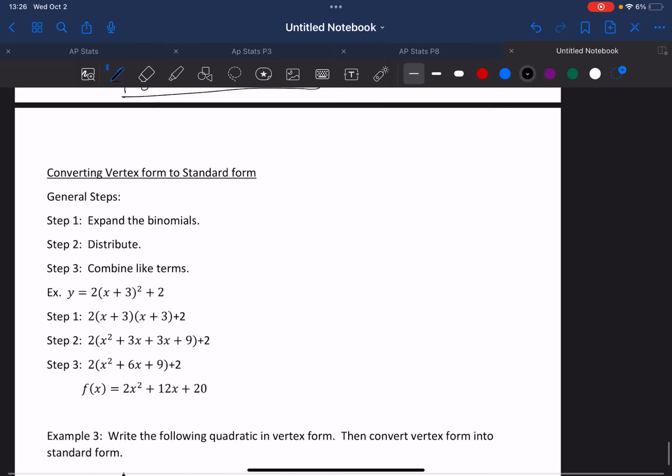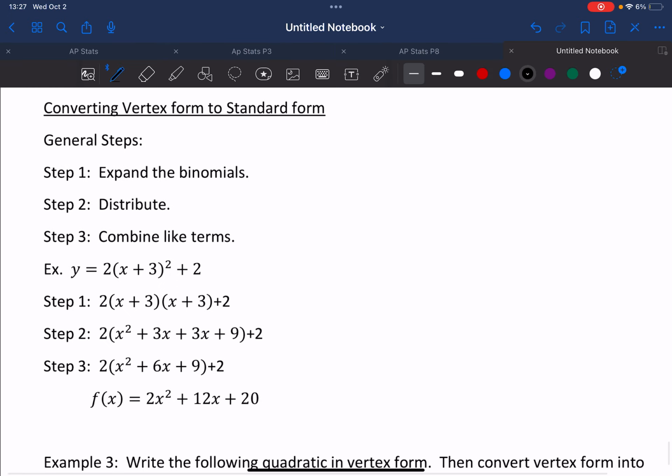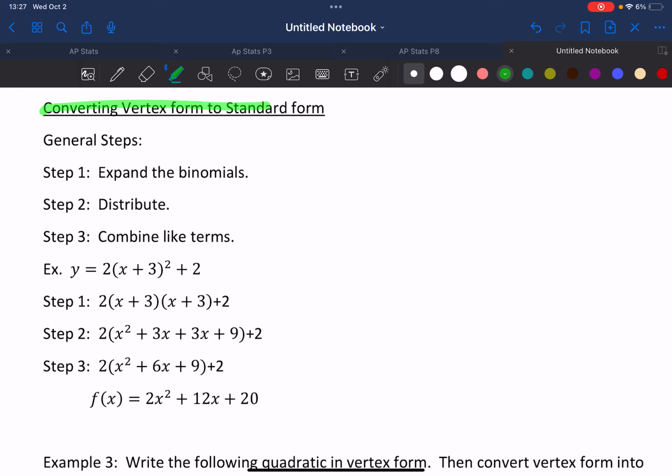Okay, now we're going to see how to convert vertex form to standard form. So here are the steps. Step 1 is to expand the binomial. Step 2 is to distribute. And step 3 is to combine like terms.